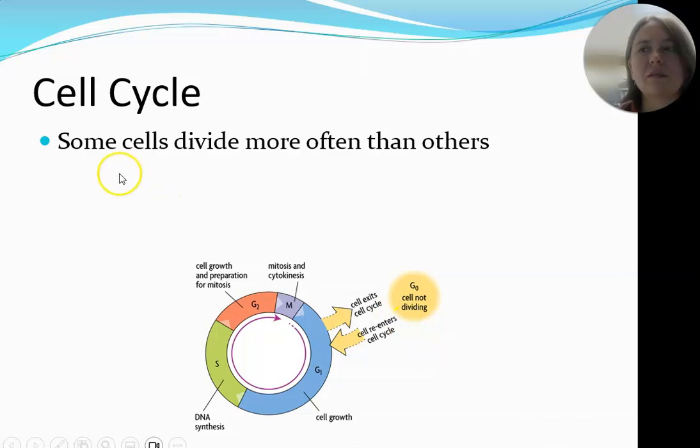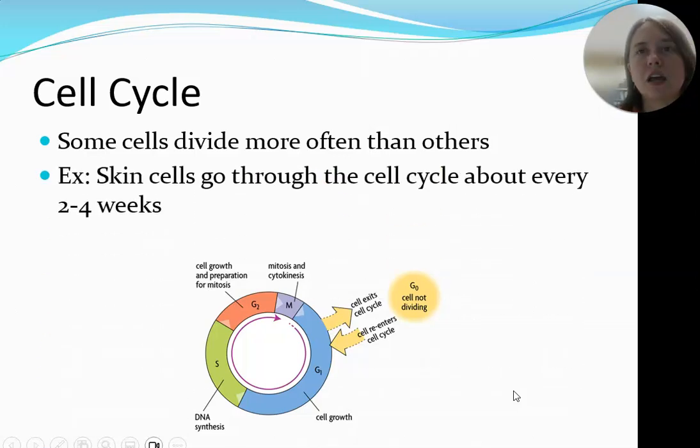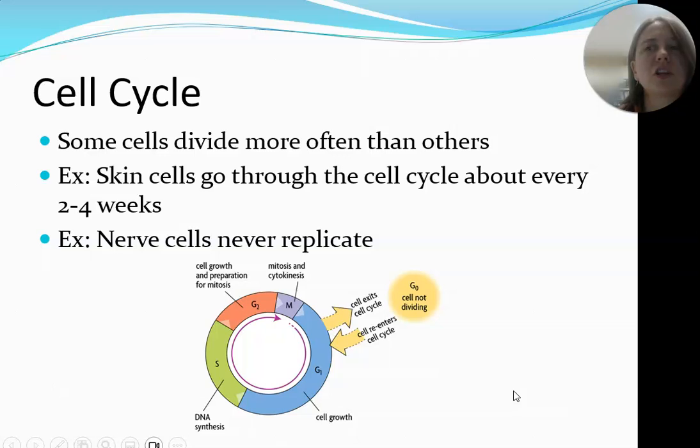Okay, please make sure you're writing down all the black stuff. Some cells will divide more often than others. For example, a skin cell goes through that cell cycle about every 2, 3, or 4 weeks, whereas a nerve cell never replicates. So you have to make do with the nerve cells that you have. So take care of your brain.